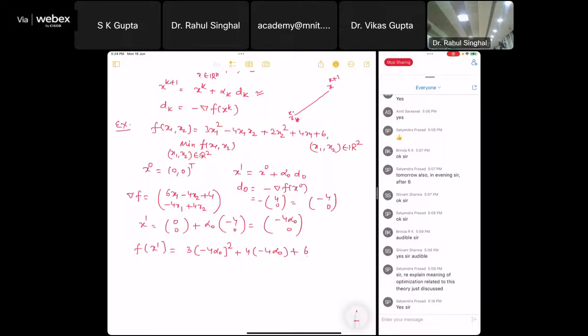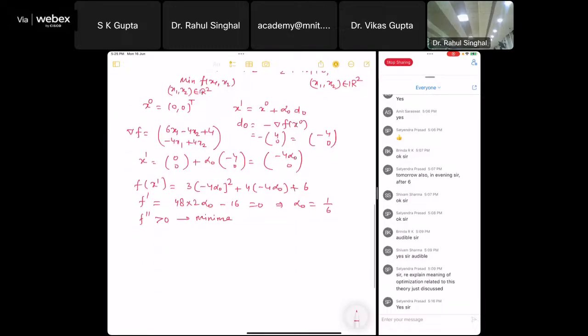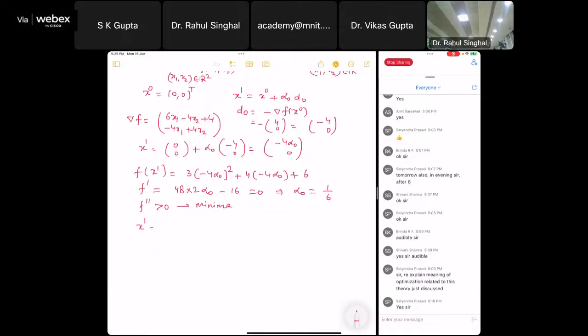And this is a single variable function now, so you can easily differentiate it to find the optimal value of alpha naught. What is f dash? f dash will be 48 times alpha naught minus 16. For minima it should be 0, so alpha naught will be nothing but 1 by 3, I think, if I have made all the calculations correctly, right? The second derivative is of course positive, meaning minima, meaning we are going the right way. So what is your x1? x1 will be minus 2 by 3 and 0.